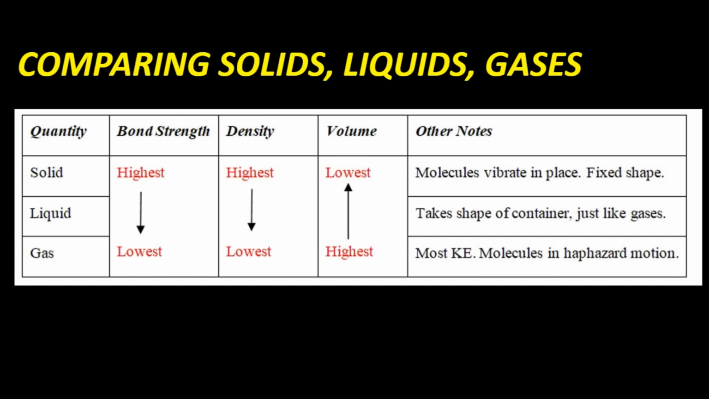If we had to compare solids, liquids, and gases, we can see that in a solid, the bond strength is the highest, in a gas it is the lowest. Solid has the highest density, gas has the lowest density. Gas has the highest volume, solid has the lowest volume. Liquids and gases basically take the shape of their container, but solids don't. Molecules vibrate in place in a solid, it has a fixed shape. Liquids take the shape of a container, just like gases. Gases have the most kinetic energy, the molecules move in a random, haphazard motion.